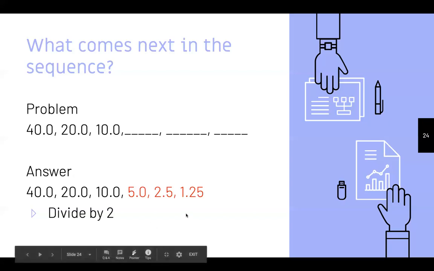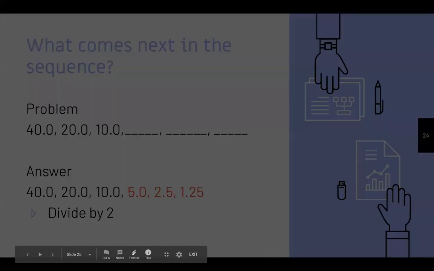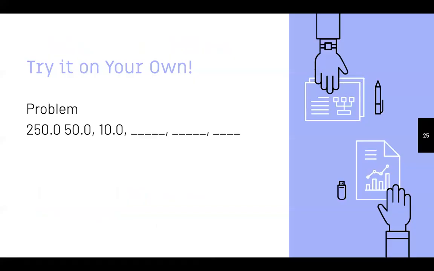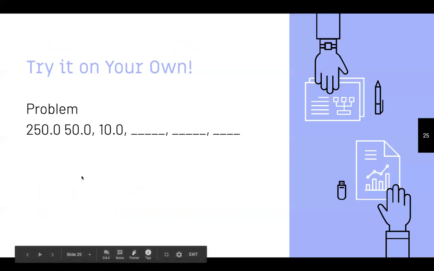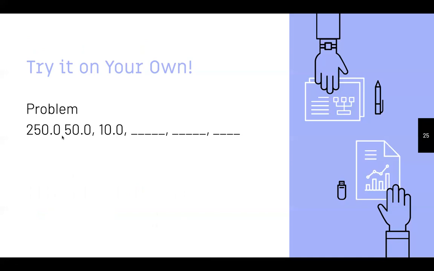And you can see the similarities between 2.5 and 1.25. So now try it on your own, right? Again, this is going to be the time to pause the video. I do apologize. There should be a comma in between 250 and 50. I did forget that. I am sorry about that.